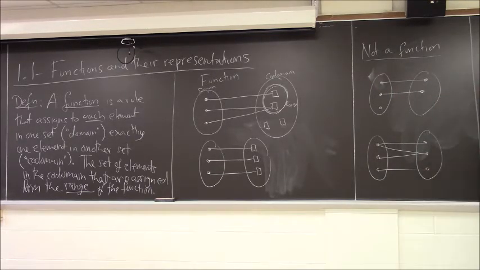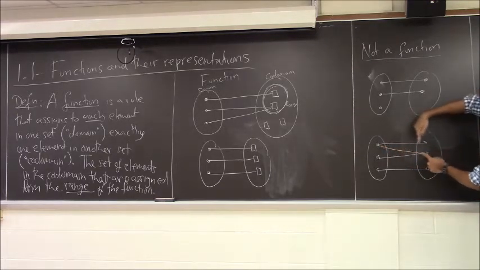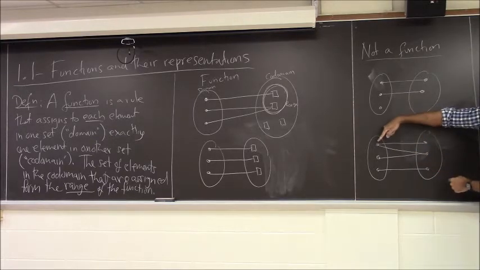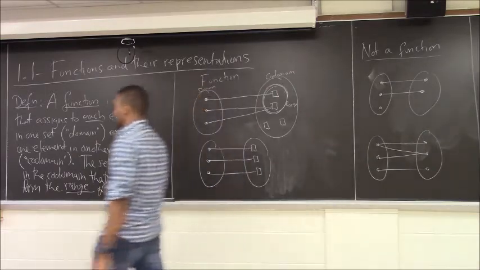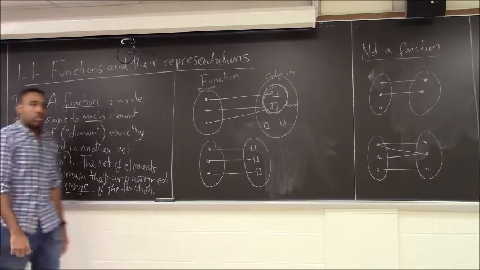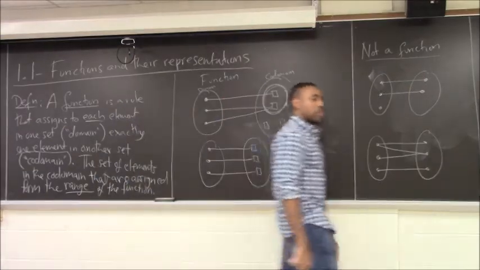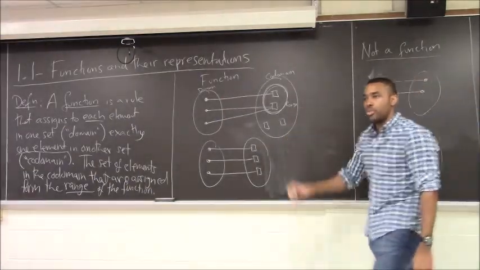Why is this not a function? Yeah. The first point in the domain has two connected points. So the first point here is connected to two different things, which means if I use that as an input, there are two possible outputs. That does not work with a function. In a function, you must have only one element that is an output. So a function describes a very particular kind of relationship, a very particular kind of connection between two groups of things.